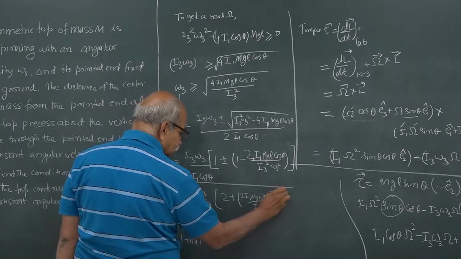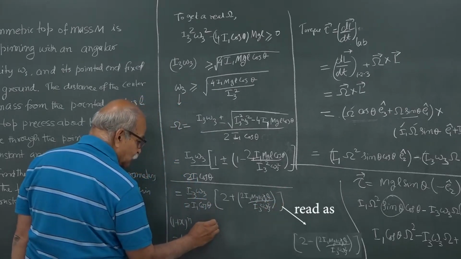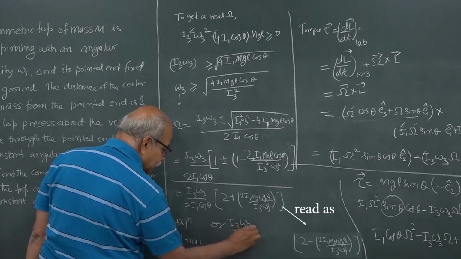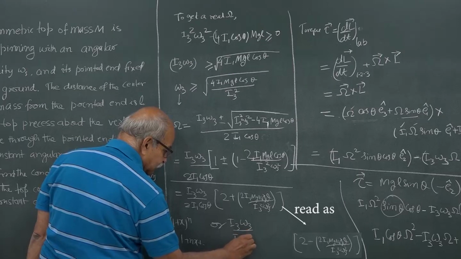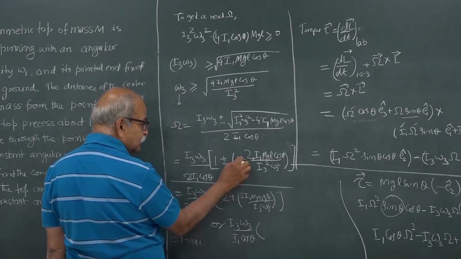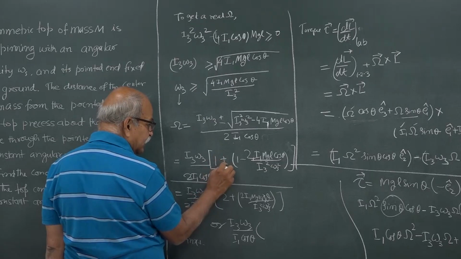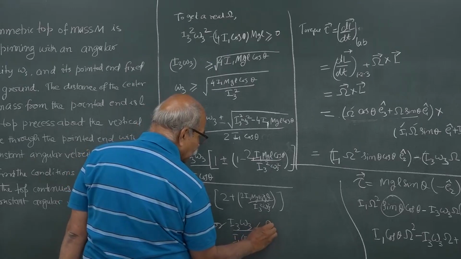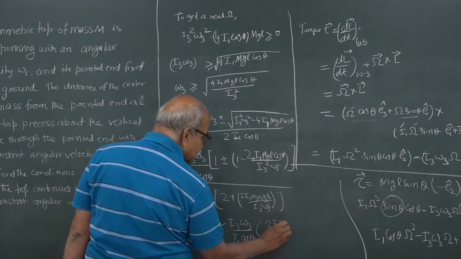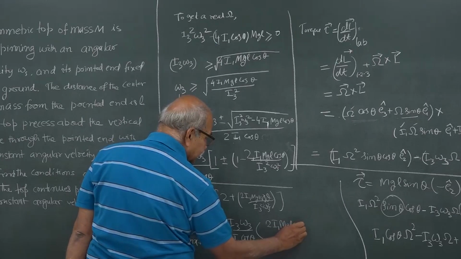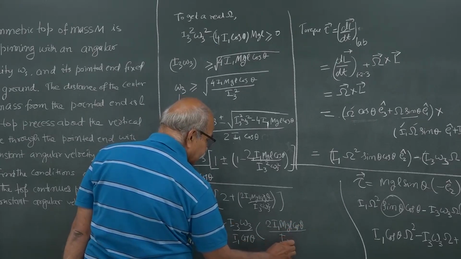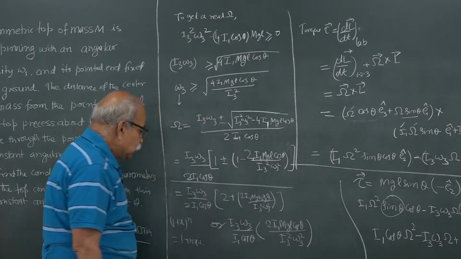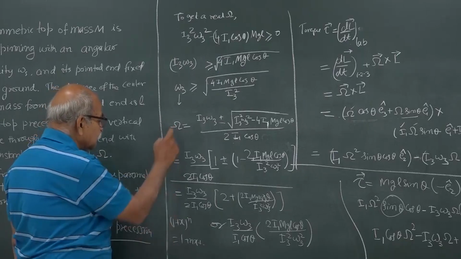So, this, and if you take the negative value, or so this, I 3 omega 3 divided by I 1 cos theta. And if you take the negative value, so 1 minus 1 and plus this. So, it is just 2 I 1 mgl cos theta divided by I 3 square omega 3 square. So, you have two values of this omega.